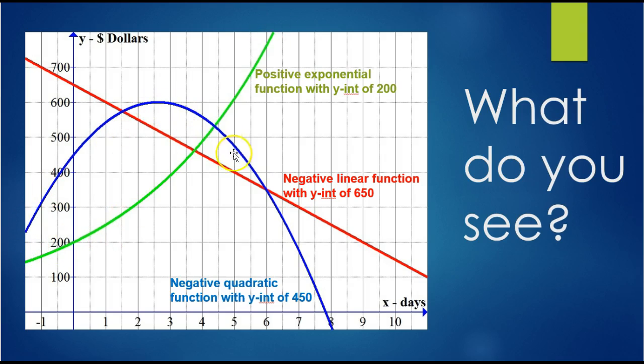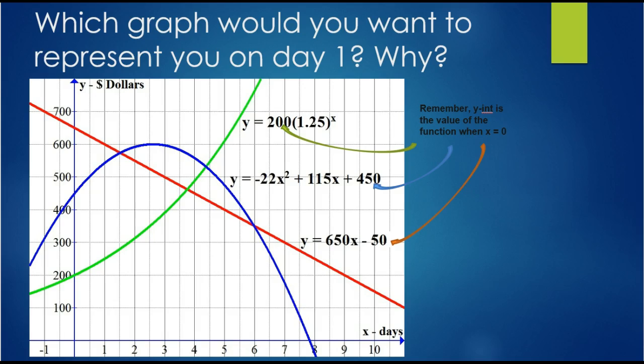I see a negative quadratic function with a y-intercept of 450 and a negative linear function with a y-intercept of 650. As you can see by the labeling here, the y-axis represents dollars and x-axis represents days. And we're going to be thinking about these functions and what they mean.